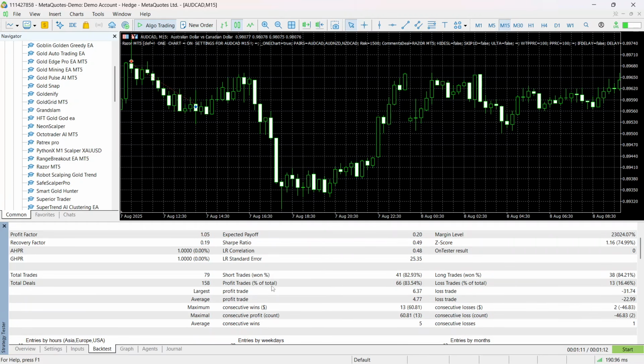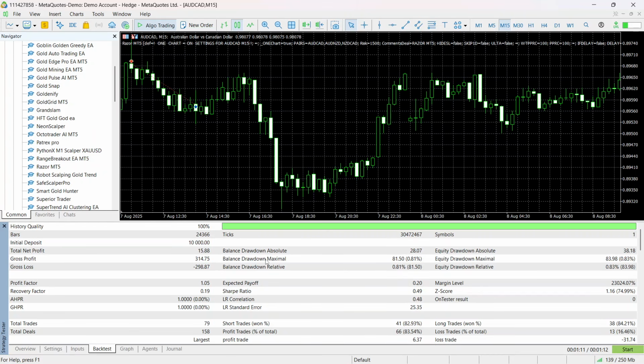Although the numbers on my profit trade and loss trades are not looking appealing, with my largest profit trade 6.37, 5 times below my loss trade. For largest loss trade, that's 1.74. Same thing for average profit trade of 4.77 and average loss trade of 22.99. Now we have a balance drawdown of 0.81 and 0.83 for equity drawdown. A bit manageable, a bit okay drawdowns.